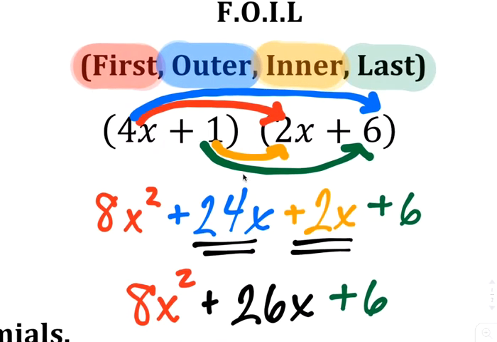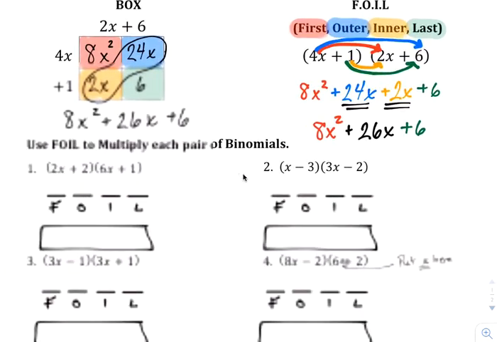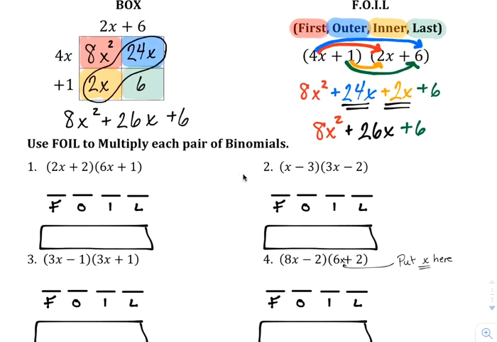Well, now with FOIL, we're going to take that 4x in red and we're going to distribute the first term times the other first term, 8x squared. The outer term, 6, that's 24x. The inners are going to multiply together, so the terms on the inside, 1 and the 2x, that's 2x. And then the last terms in each parenthesis are going to multiply. 1 times 6 is 6. It's still going to write out the exact same way, except now we're going to combine our like terms in the middle. That's where the 26 comes from. Okay, so box and FOIL are exactly the same thing. FOIL just requires a little bit less work.